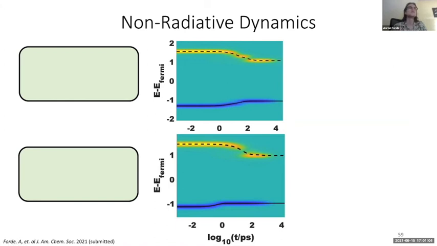And overall, there's not a lot interesting with these features. So I should say the top half of the screen is for the pristine surface as a reference. And then the bottom half is the dynamics for the surface trap state with the phase defect. So these are the non-radiative dynamics.